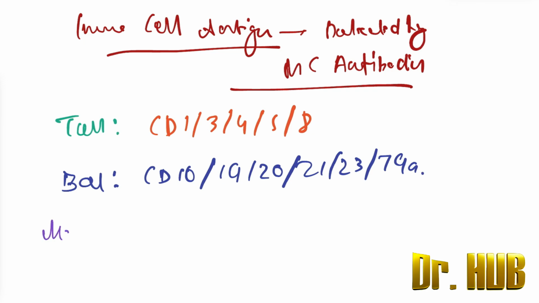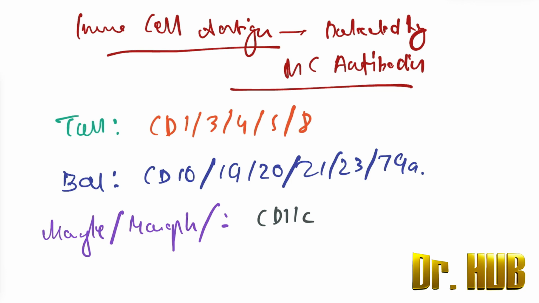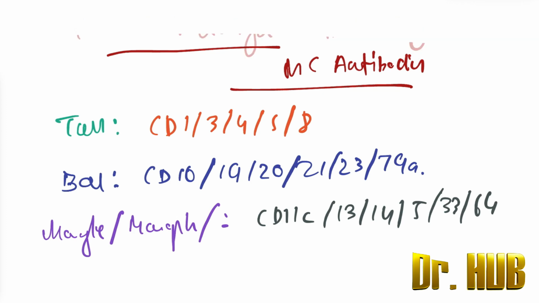Next is the monocytes, monocyte or the macrophage. This includes the presence of CD11c, 13, 14, 15, 33 as well as 64. Next is the NK cells. In case of NK, it is going to be CD16 as well as 56.